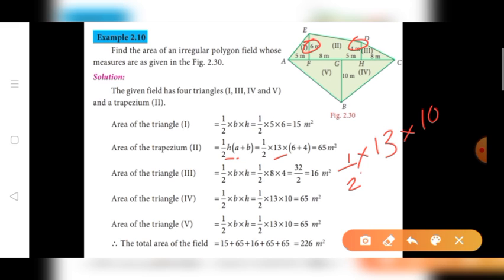Then cancel the 2 table. 1 2s are 2. 5 2s are 10. Then 13 into 5. 13 5s are 65 meters square.